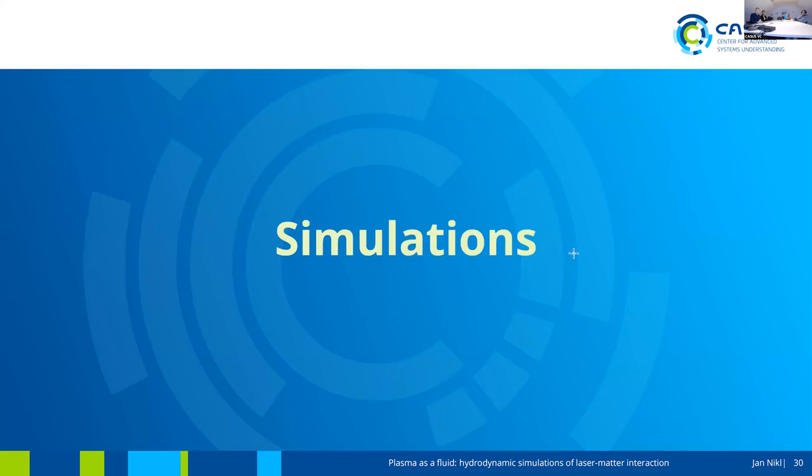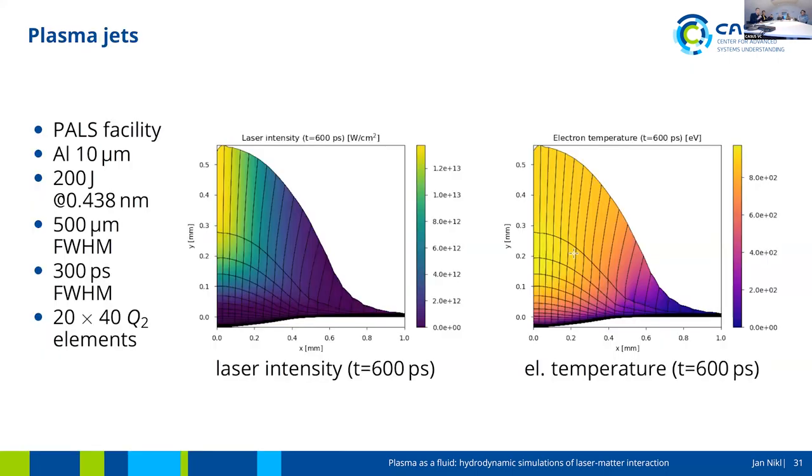Okay, so what is all this good for? There are some examples of simulations. Currently there is an effort to simulate the experimental campaigns at the PALS facility and also the SG2 facility in China. Later this year, we should also do simulations of experiments at the Omega inertial confinement fusion facility in Rochester. This example is for an aluminium, micron foil, where you may see that almost at the end of the laser pulse, the plasma is ablated, the foil collapses, and the plasma heats up significantly.